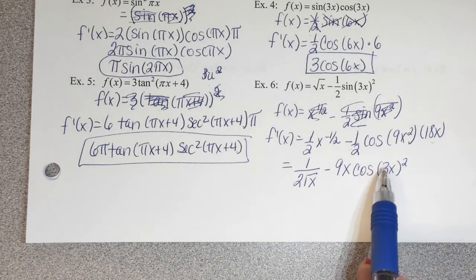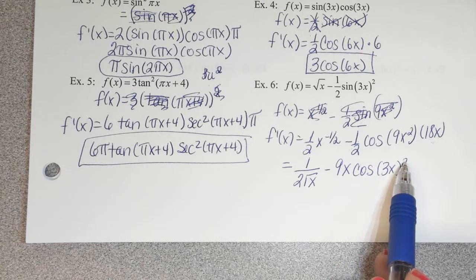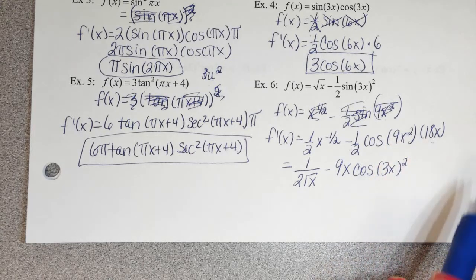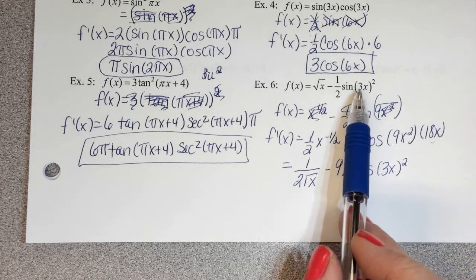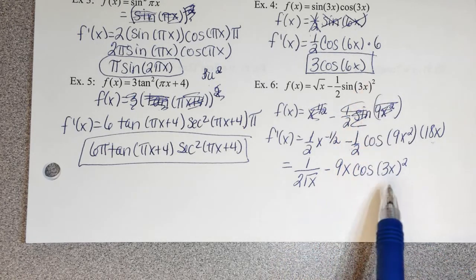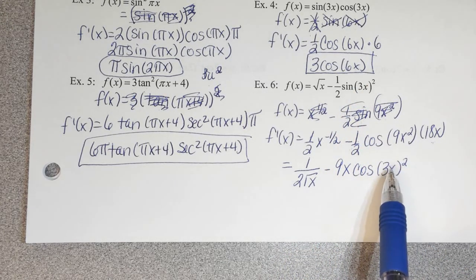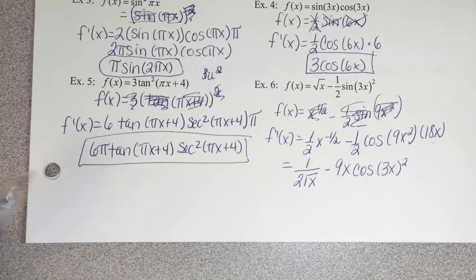Why do you think I wrote this as 3x quantity squared instead of 9x squared? Exactly. In the original problem, it's given as 3x squared. I would like to keep that consistency. Okay? Guys, this is difficult stuff, but you can do it. You just have to practice it. And once you do it a few times, then you're like, oh, okay, it makes sense.